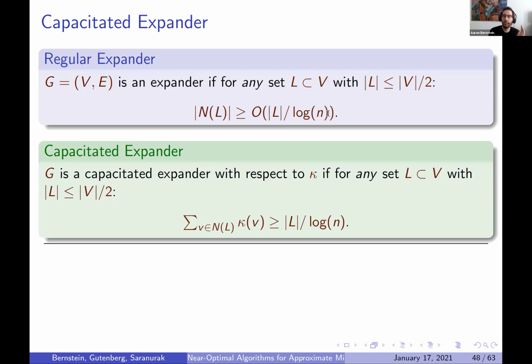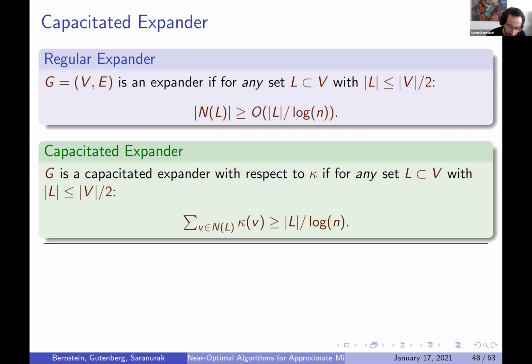In a capacitated expander, we're going to define a criticality kappa for each vertex, which I also call the capacity of that vertex. So now the graph is expansive if, given any set L, you look at its neighborhood, you don't need the number of vertices in the neighborhood to be large. You just need their total capacity to be large. So if you have few vertices in the neighborhood, but they all have really high capacity, this would still count as a capacitated expander. So now the definition of expansion is with respect to this capacity function kappa.